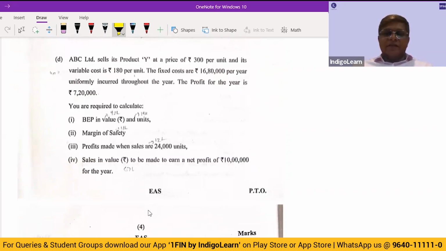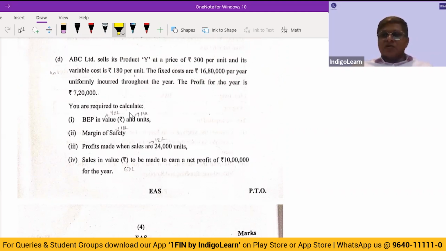Next question, again a 5-mark compulsory question. ABC Limited sells its product Y at a certain price and it has a certain variable cost. The fixed costs are 16,80,000 per year uniformly incurred. The profit is given as 7,22,000.